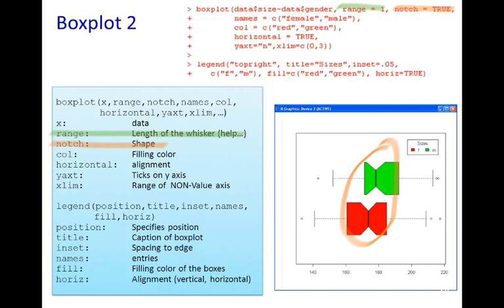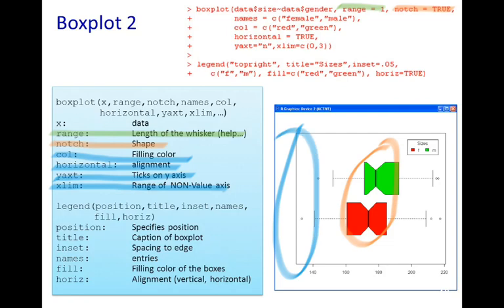You can specify a color for the filling of the box plot. You can choose an alignment, whether they are horizontally or vertically aligned. You can choose the ticks on the y-axis, or you can choose the value or the range of the non-value axis. Non-value axis is here the y-axis.